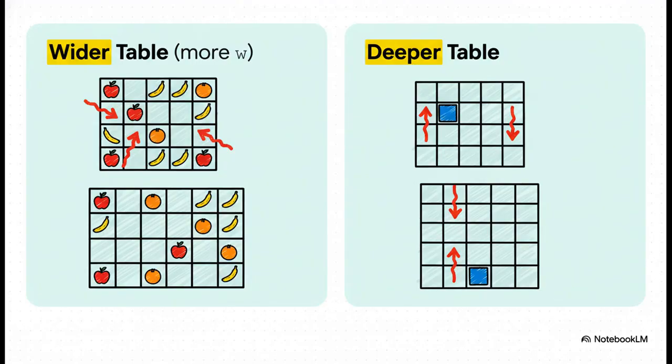If you make the table wider by increasing W, you're giving items more space, so the chance of two different things hashing to the same spot goes way down. That directly improves your accuracy. Now, if you make the table deeper by increasing D, that's like getting more independent opinions. It lowers the probability that all of your counters for an item are badly polluted at the same time. This increases your confidence in the result.